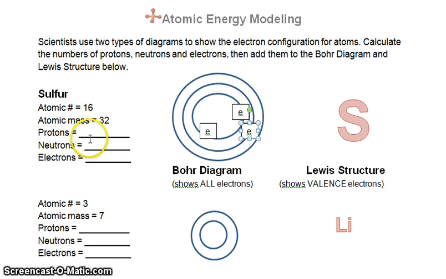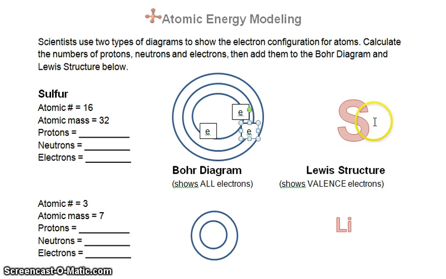So you want to add the total number of protons that you have here in the center, in the nucleus, and the total number of neutrons here in the center. I would make those very small dots, and then fill in the total number of electrons, starting with 2 in the inner orbit and 8 in the next orbit, and however many you have left over in the outer orbit until you've got all 16 placed.